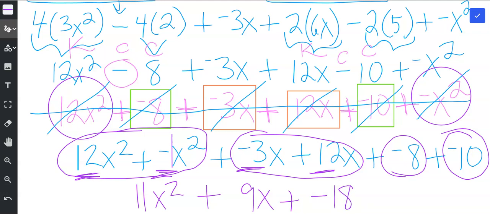Now from here I need to look over the problem and see if there are any like terms that I can combine. Since this x has a power of 2, and this x actually has a power of 1, when you don't see the exponent it's a 1, they are not like terms, because remember, for them to be like terms they have to have the same variable, the same exponent. So this is actually my final answer, 11x squared plus 9x plus a negative 18. That is my final answer.